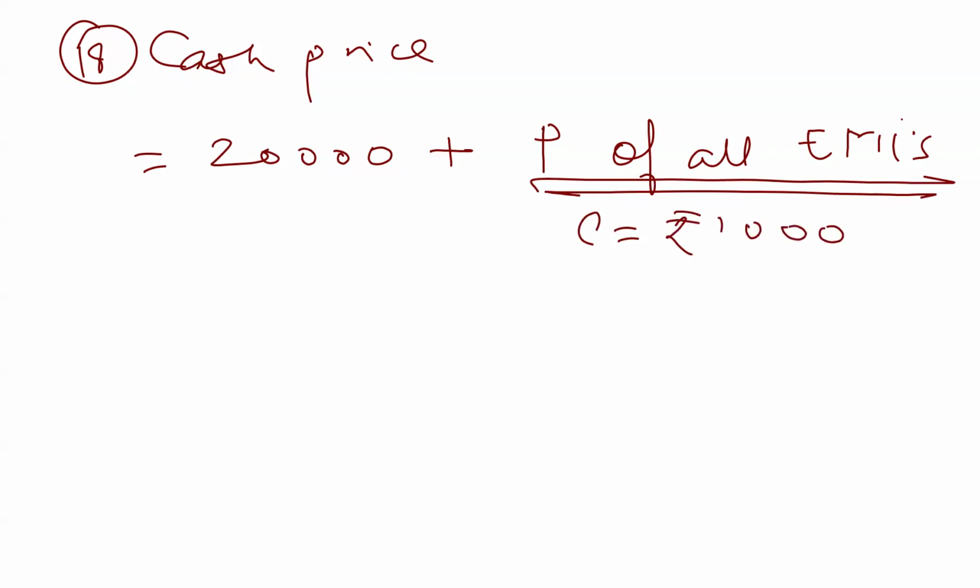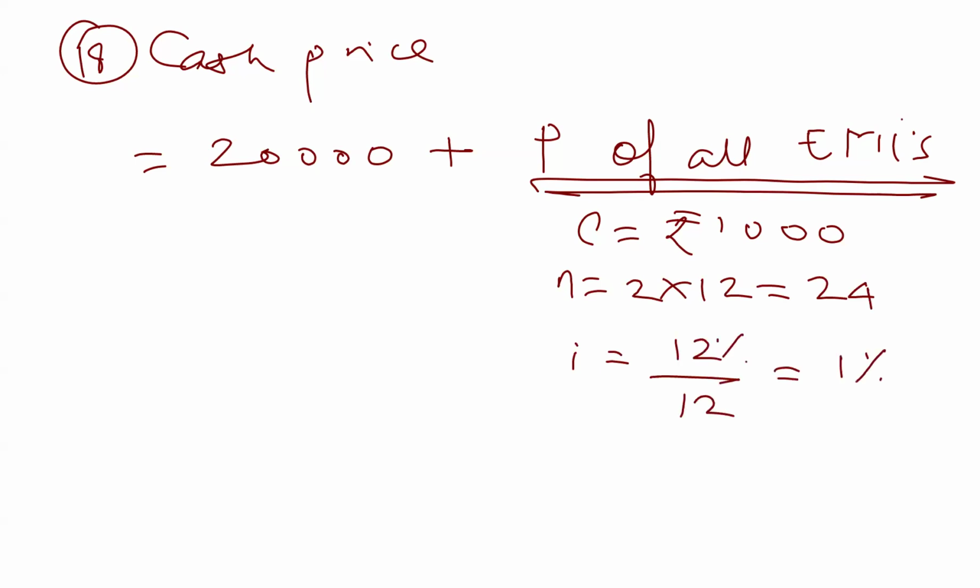Okay, N is equal to 2 years, so 2 into 12, that is 24, and I is equal to 12%, divided by 12, 1%. So whenever, guys, it is monthly payments, multiply the time period by 12 and divide the rate by 12. So this is 20,000 plus P.